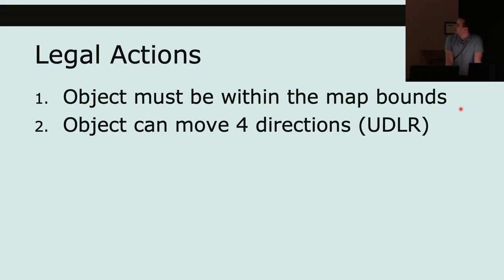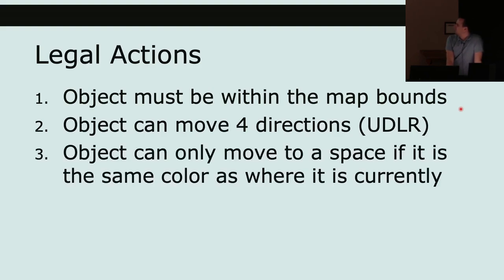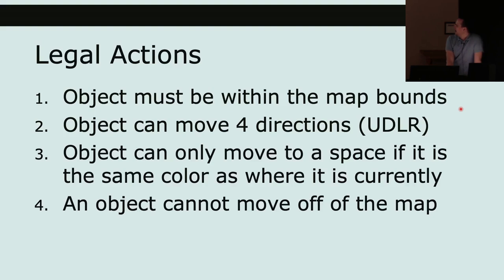So that's a little bit more important in assignment 2, but obviously it has to be within the environment. The object can move in 4 directions: up, down, left, and right. The object can only move to a space if it is the same color as where it is currently, and an object cannot move off of the map. So if you are on the very right-hand side of the map, going right is not a legal action. If you're at the very top of the map, going up is not a legal action. So when we write our isLegalAction function in our code, which takes in an xy state and an action, these are the things that you have to check.